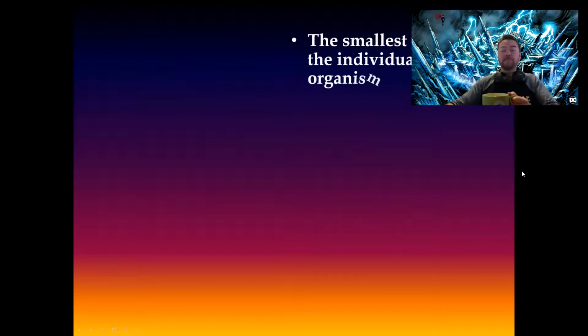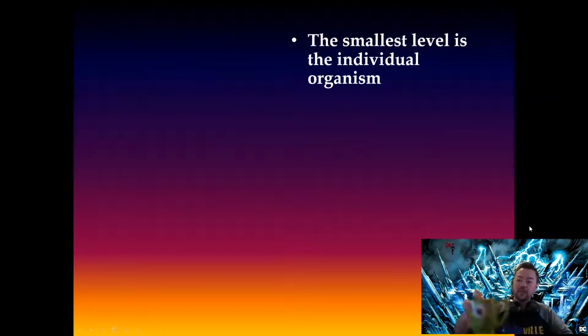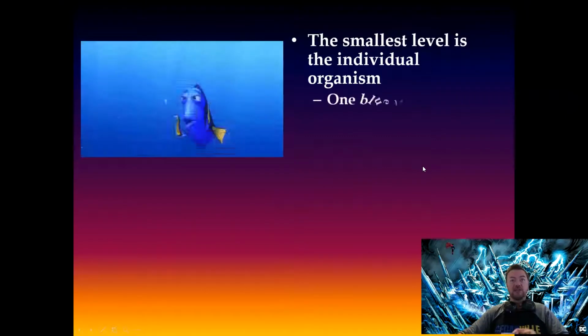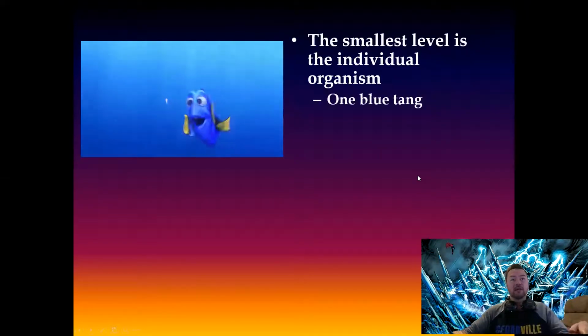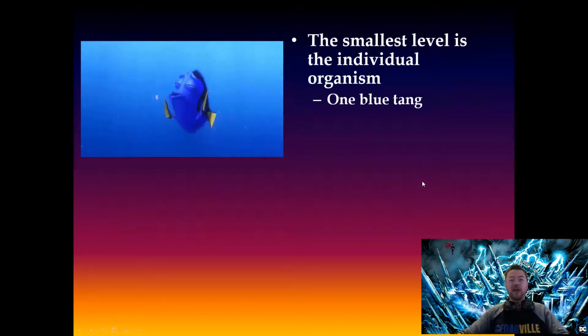So when you're looking at the very first level, you're looking at the individual organism. So the first level is the organism. For example, you have Dory here, who is one blue tang, and she has all of the characteristics that identify her as a very specific organism, one blue tang. So that's the basic level.